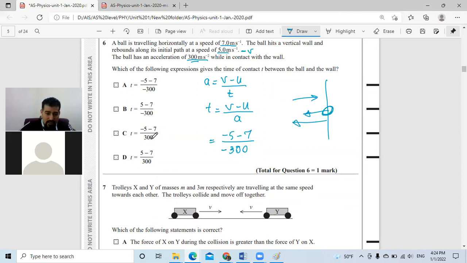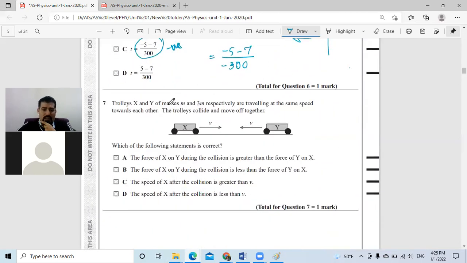And the time cannot be negative here, ya shabab. Here the time is negative. Can the time be negative? No, the time cannot be negative. So the correct answer is what? It is A. Tamam? The correct answer is A. Let's move on.